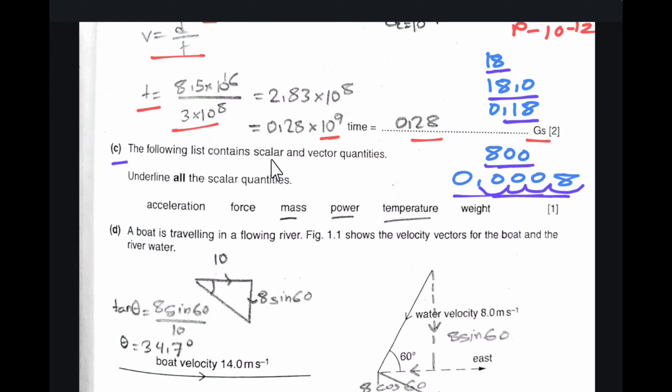The following list contains scalar and vector quantities. Underline all the scalar quantities. Vector quantities have both magnitude and direction, while scalar quantities have magnitude only. So mass is a scalar quantity, power is a scalar quantity, temperature is a scalar quantity, but weight has a direction, that is vertically downwards. Then force has some direction, and acceleration also has direction. So these 3 are vectors, while these 3 are scalars.